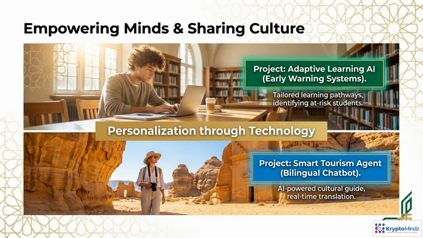Here's how two of these blueprints translate into visible impact. Adaptive learning: AI quietly analyzes university data and nudges instructors before a student fails. A bilingual tourism agent does something similar for visitors, surfacing the right cultural insight in the right language at exactly the right moment.